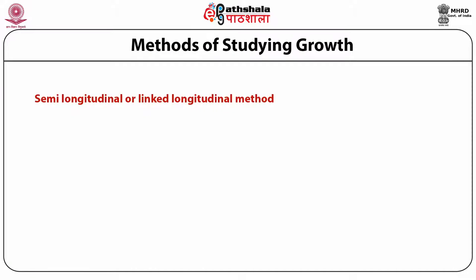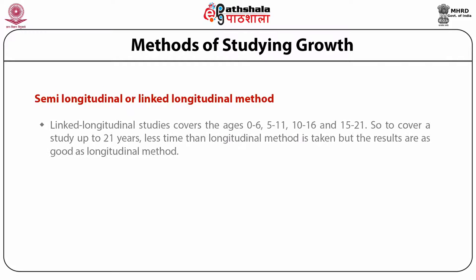Semi-longitudinal or linked longitudinal method. Longitudinal and cross-sectional studies are complementary, and both are required for a full understanding of the growth process. For some purposes, a good design is that of linked longitudinal studies, that is, studies covering the ages of 0 to 6, 5 to 11, 10 to 16, and 15 to 21. Efficient sampling of the population is crucial to obtain smooth joints in the data.